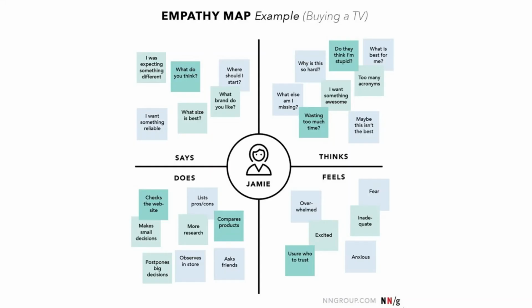So here is an example of an empathy map for a user who wants to buy a TV. We can see all the 4 quadrants. After having a user interview, we can post our sticky notes based on our conversation and observation with the user.